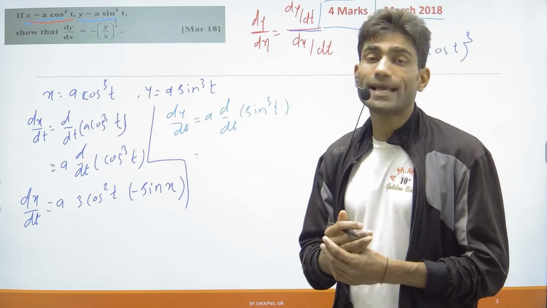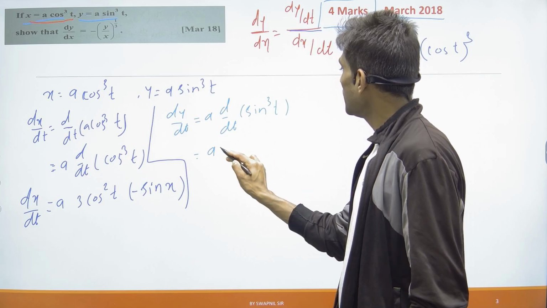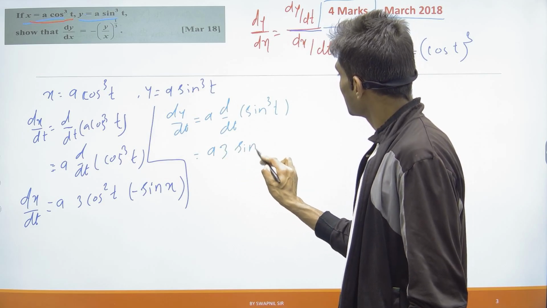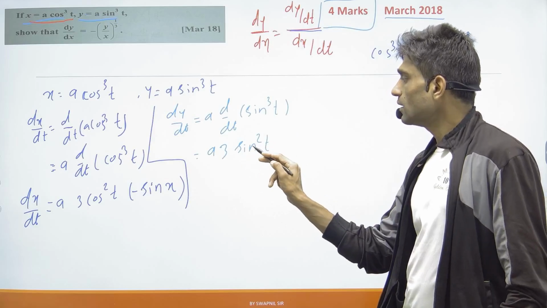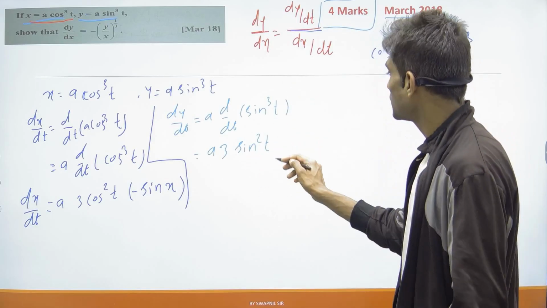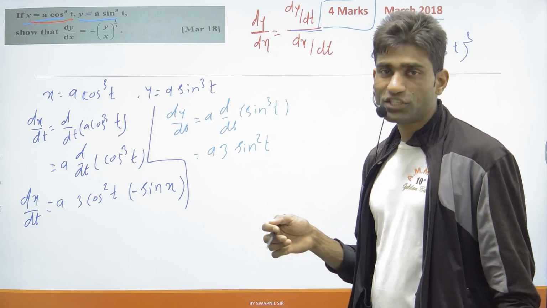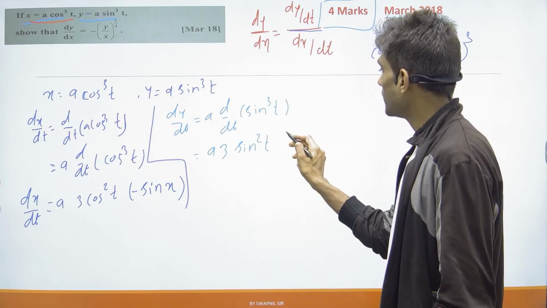So apply n x raised to n minus 1 as a result. Okay, a into 3 sin square of t. That means n is 3, so 3 minus 1 gives us 2. Okay, 3 sin square of t, and after that differentiation of a sin t. Okay, so you have to take differentiation of a sin t.